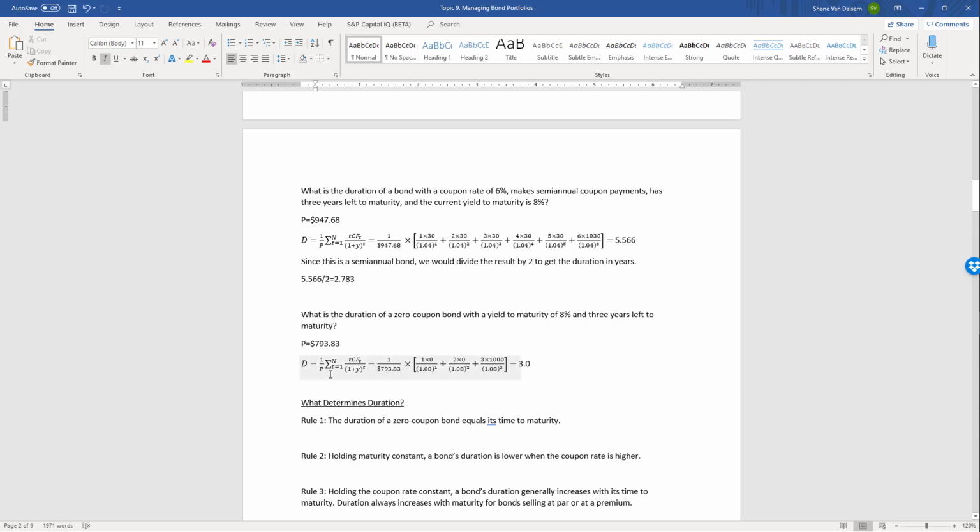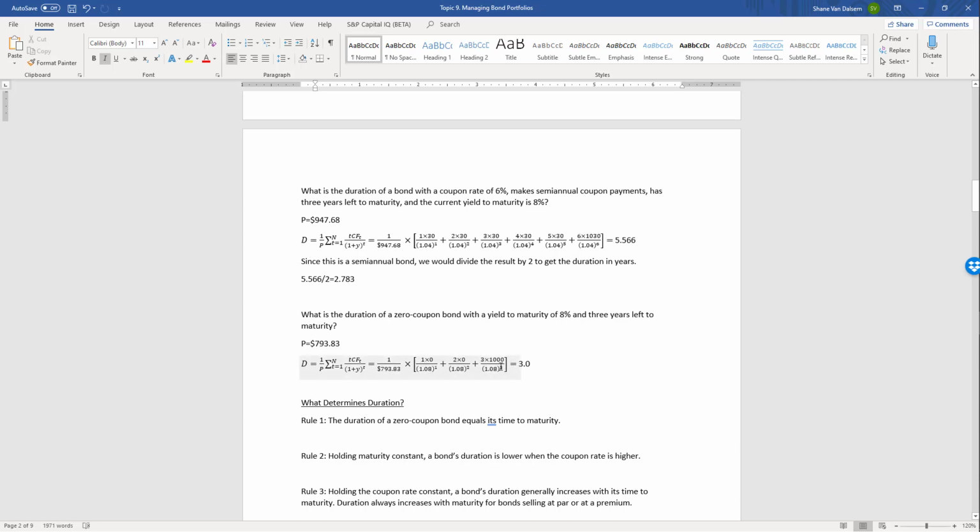So it's the same length of time, same yield to maturity. In this case, we're going to take the price of that bond today, which is $793.83. Our cash flow at time 1 is 0, because it's a zero coupon bond. So we're just going to divide 0 by 1.08 to the first, which is 0. And then the time 2 cash flow is 0. So we multiply 2 times 0 divided by 1.08 squared, which is again 0.